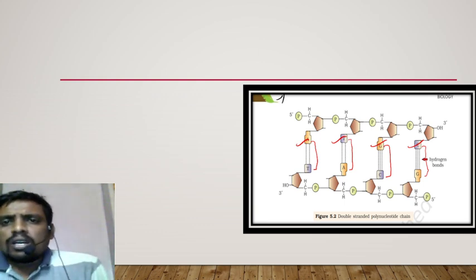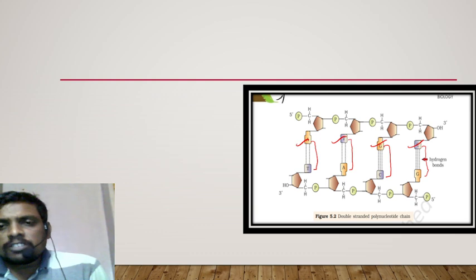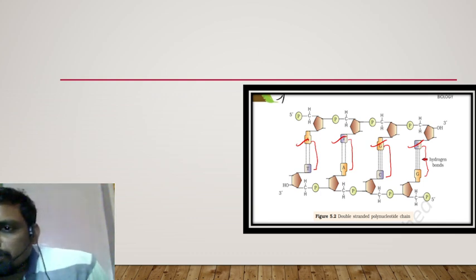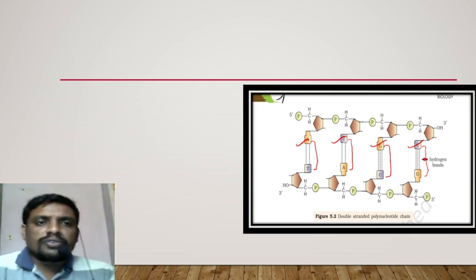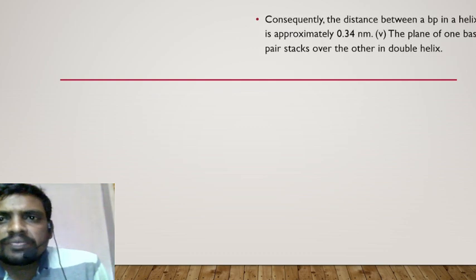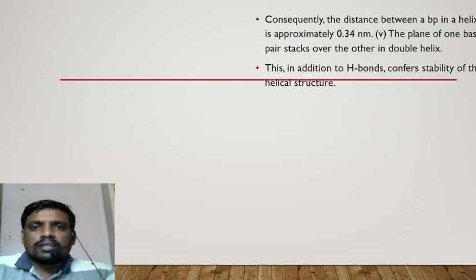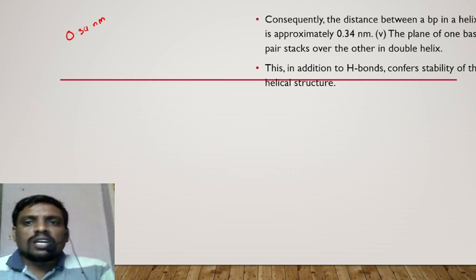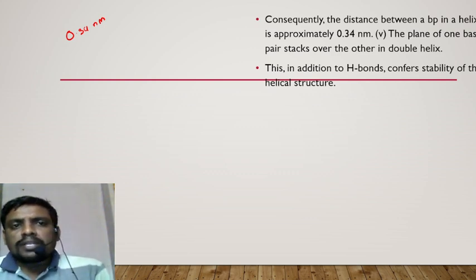These nitrogen bases are present opposite to each other in the double stranded DNA, and a hydrogen bond is present in between these two bases. You can see in the diagram. Cytosine forms 3 hydrogen bonds when it connects to the guanine. Understood, everyone? And apart from this, the distance between the base pairs in the helix is approximately 0.34 nanometers. The plane of one base pair stands over another one.